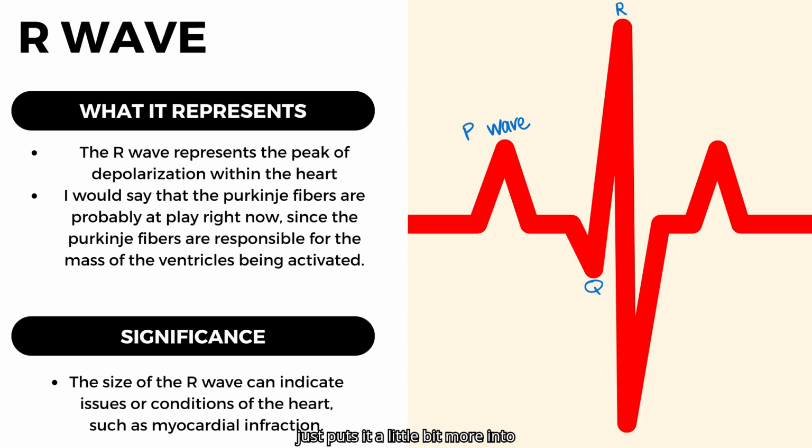However, this just puts it a little bit more into perspective for me, since they both match up as being the creators of the mass depolarization within the ventricle. So I would guess that the R wave and the Purkinje fibers are probably being activated at the same time. But once again, that's just a guess from me. And the significance is that the R wave can indicate issues or conditions in the heart, such as myocardial infarction, which is not a heart attack. It is actually a cardiac arrest, which is when the signal has issues getting from one part of the heart to another.